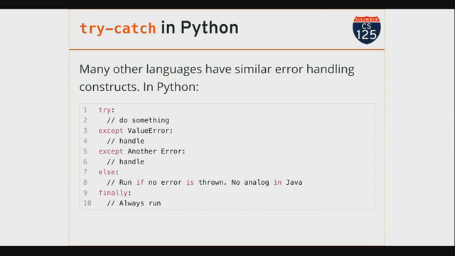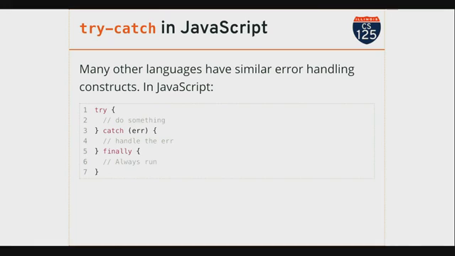Error handling using try-catch. These types of constructs exist in Python. So in Python, it's a try-except block. JavaScript has something that's very, very similar. We'll talk about the finally block in a minute. That's another feature of it. But this exists in a lot of other languages.